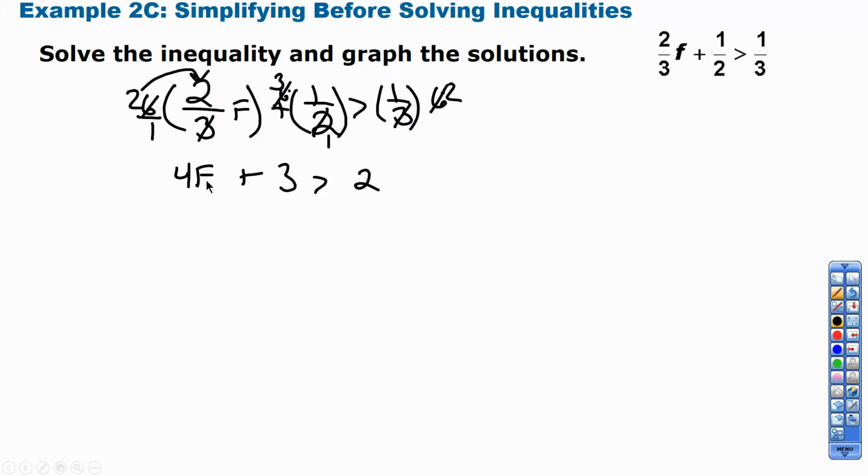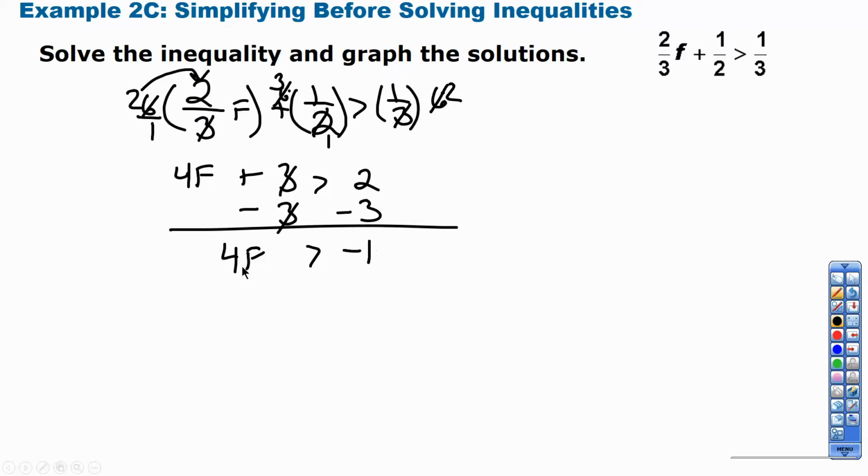So now I have 4f plus 3 is greater than 2. I could divide by 4, that would be fine, but then I would end up with a fraction again, 3/4. I don't want to do that. So dividing by 4 is not my first choice. My first choice would be the opposite of what the 3 is doing. And what is the 3 doing? Well, we look right in front of it, and it says plus. So we do the opposite of adding, which is to subtract. So subtract 3, subtract 3. And you end up with 4f, because the 3 cancels out, it becomes 0. 4f plus 0 is just 4f, is greater than negative 1.